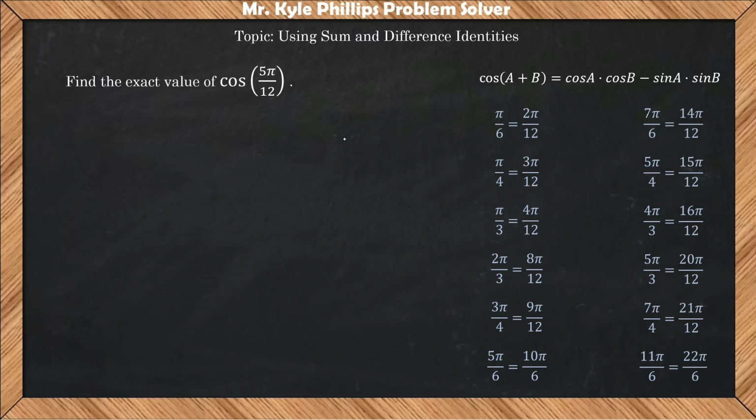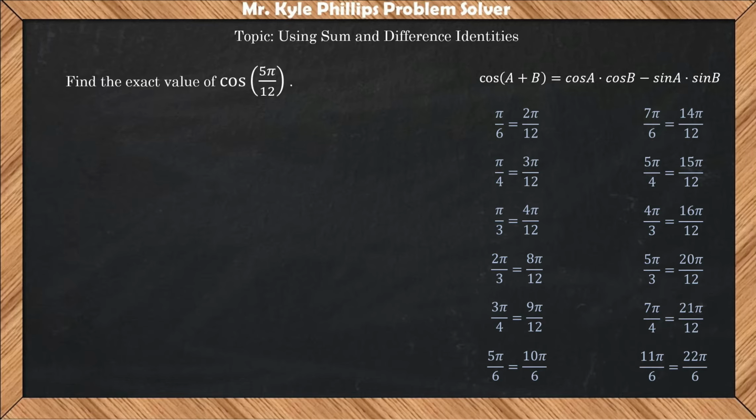So I want to pick two that will add together to give me 5. So I'm going to pick these. I'm going to say 2 pi over 12 and 3 pi over 12. These would add to give me 5 pi over 12. Now, those aren't the ones that I'm actually going to put in the formula. I'm going to use pi over 6 and pi over 4. Using the values on the right just lets me add these fractions much faster.